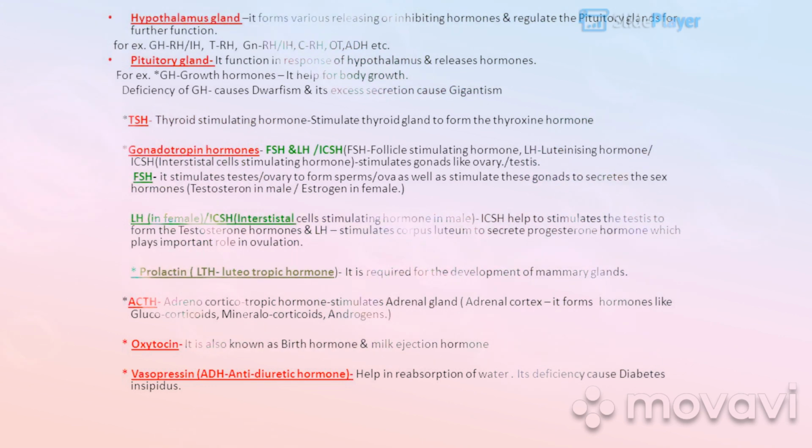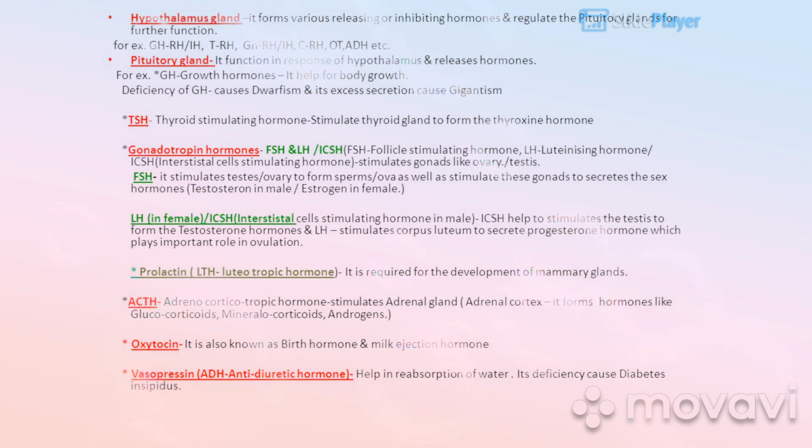male, estrogen in female. LH in female/ICSH, interstitial cell stimulating hormone, in male. ICSH helps to stimulate the testes to form the testosterone hormone, and LH stimulates corpus luteum to secrete progesterone hormone, which plays an important role in ovulation.